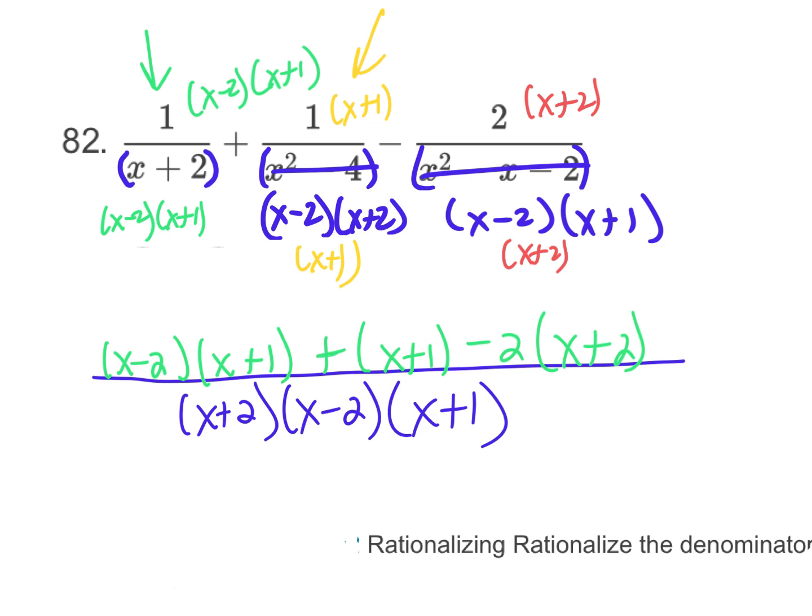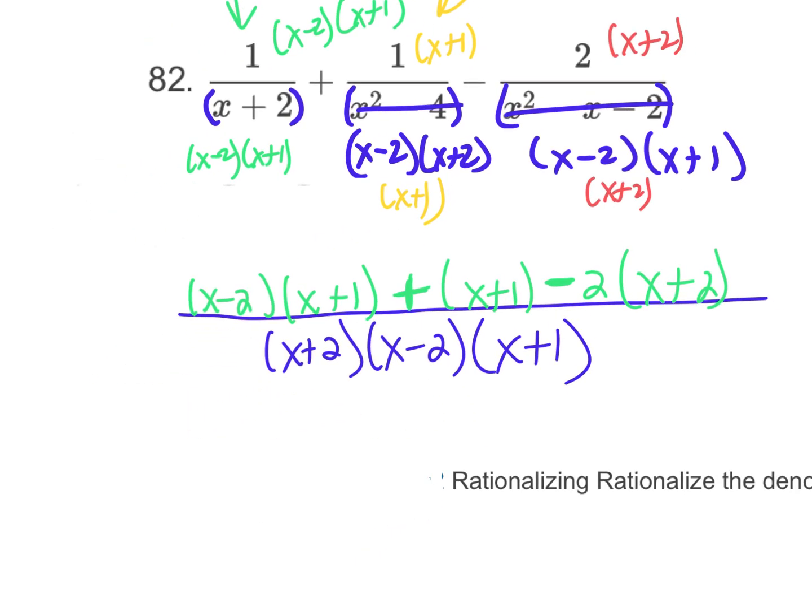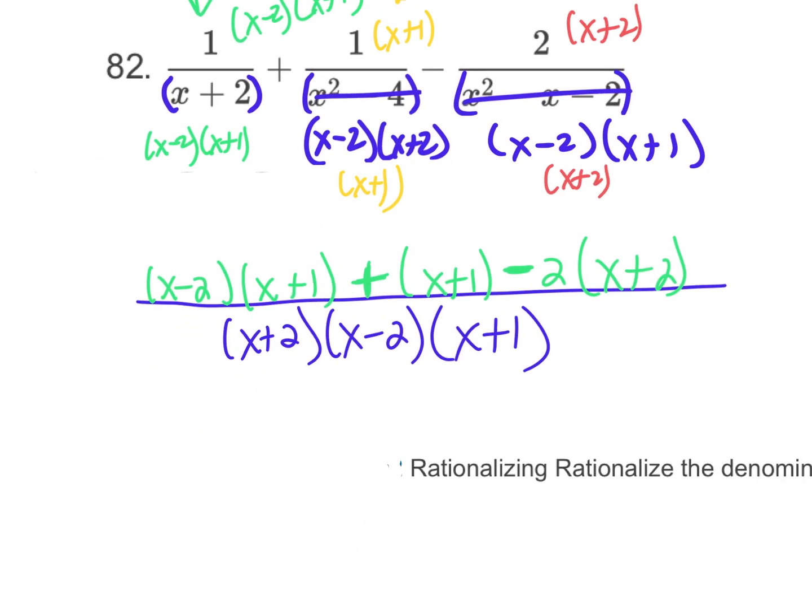I have a plus sign here, and I have a minus sign here. All of these things are connected, so you can't just start crossing out. So we've got to go ahead and FOIL. I'm going to FOIL the top here.